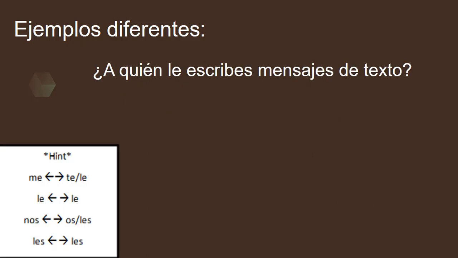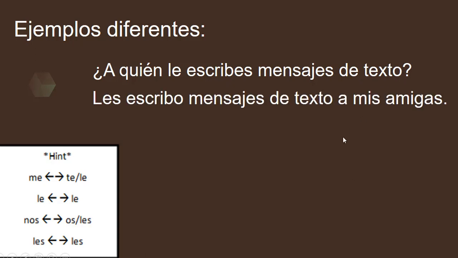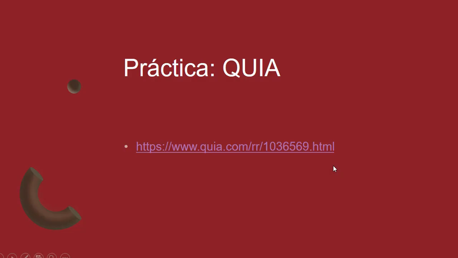And let's see, ¿a quién le escribes mensajes de texto? Who do you write text messages to? This is literally to text. So, I text, yo escribo mensajes de texto a mis amigas. Les escribo mensajes de texto. If I put mis amigas, it will be les. If I put a mi novio, it will be le. So always remember, the pronoun always agrees with the indirect object right there.